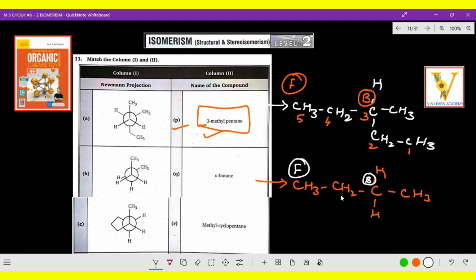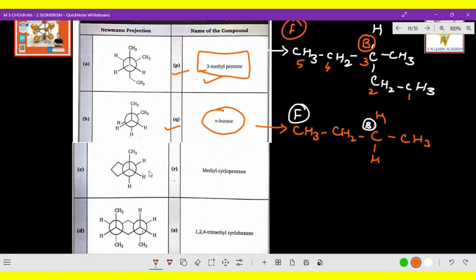So what is the name? CH3, CH2, CH2, CH3. N-butane. N-butane is the correct option. They have given this directly. So Q is the correct option. Okay, now this one. In this, here is the front carbon.